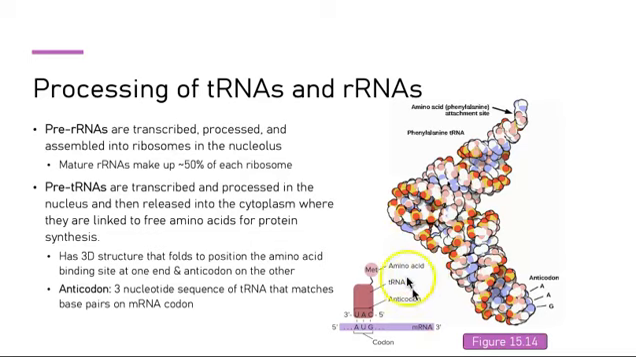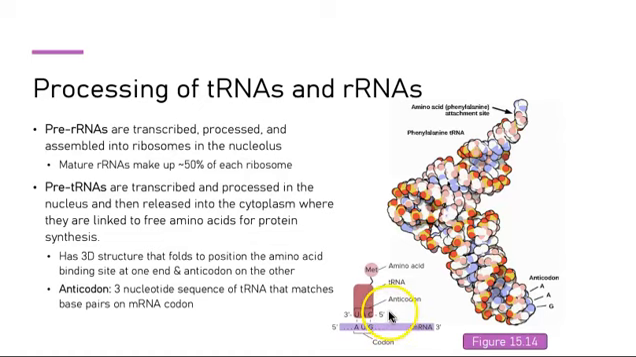You can kind of see that pictured over here and in this figure from your book as well, where our tRNA is going to bind to its specific amino acid so that it's ready for protein synthesis. We do see that tRNAs have this 3D structure that is going to fold into position and attach that amino acid at the binding site, and then we have the anticodon on the opposite end. I think this is a little bit more of a simplistic illustration here, where we can see the amino acid on one end and what we call the anticodon on the opposite end.